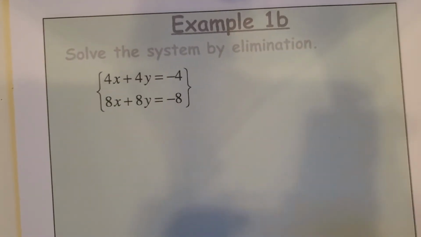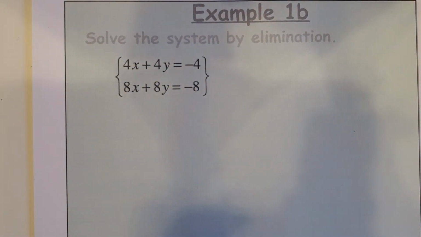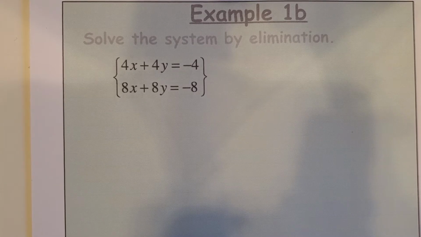This one's very, very similar. Again, we've got the same pair of numbers for both of the variables. The signs are also the same, so we'll just kind of go back and forth. We'll eliminate y this time. So what's the least common multiple of 4 and 8? It's 8. That's the least common multiple.